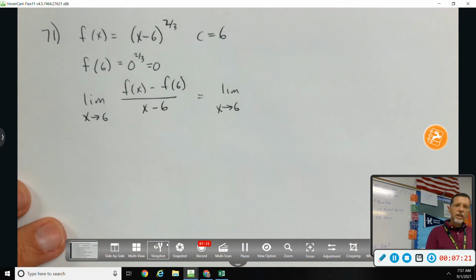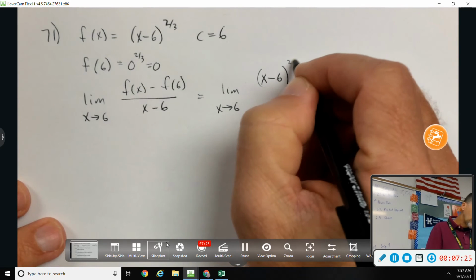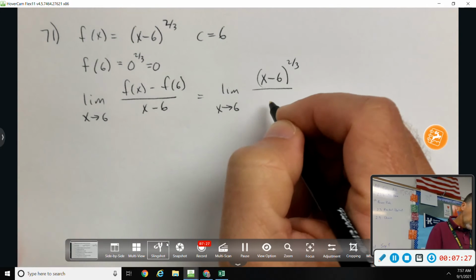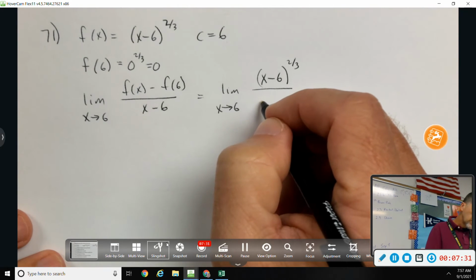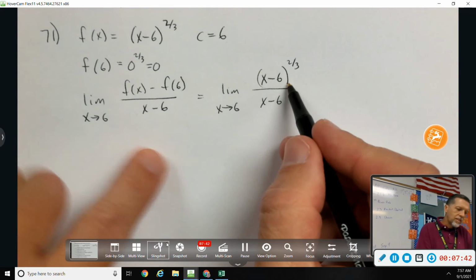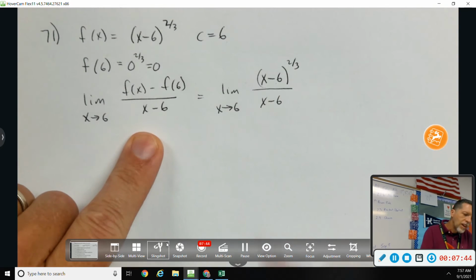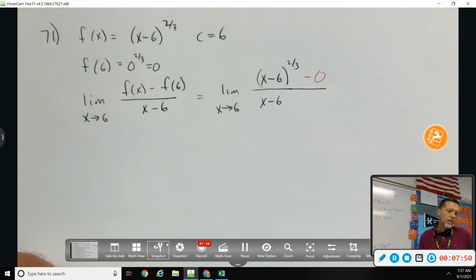So, limit as x approaches 6 of (x minus 6) to the 2/3 over x minus 6. Right, because f of x is (x minus 6) to the 2/3. I guess if I wanted to put minus 0 out there, I could emphasize that I've plugged in f of 6 equals 0.